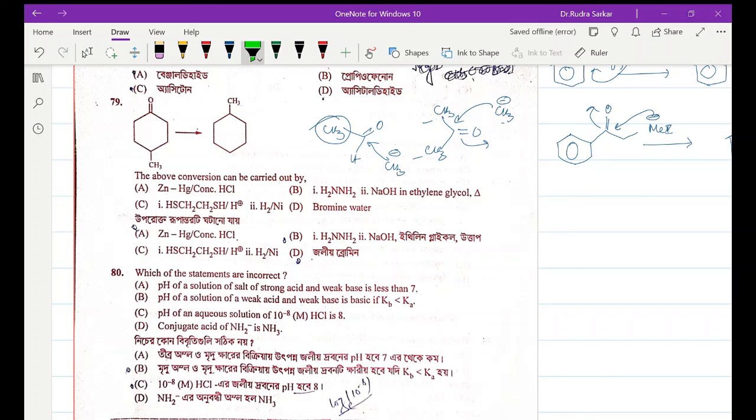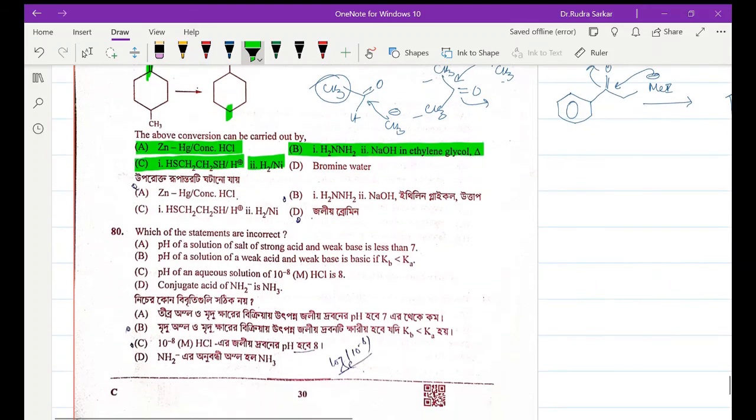For this one, this is your Clemmensen reduction, this is the Wolff-Kishner reduction, and this is also going to reduce the molecule, that is this portion, to CH2. Okay, so these will be our answers for this one. And which of the following are incorrect?